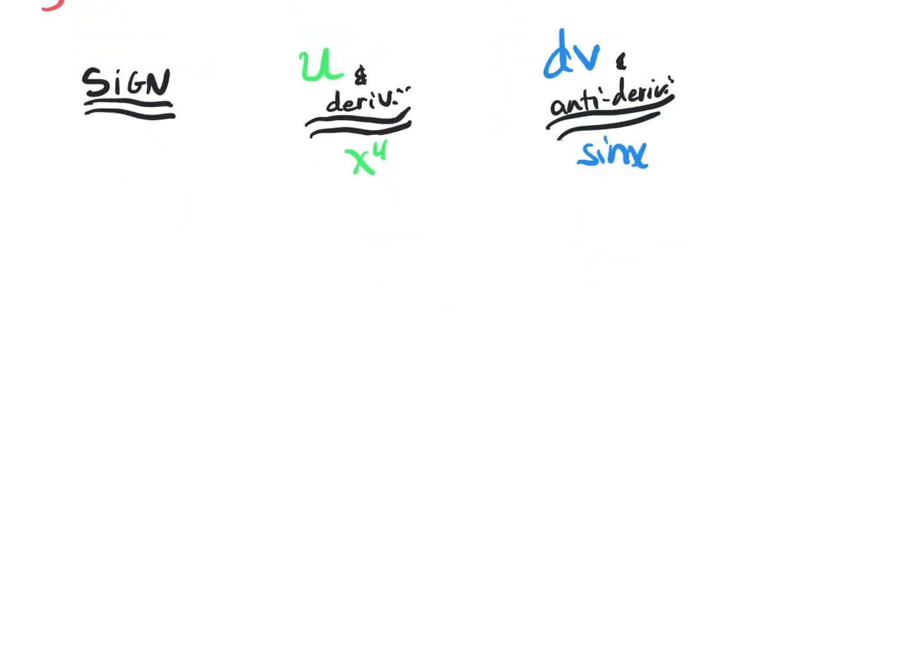At this stage, in the u column, we actually start with u, and now start doing the subsequent derivatives of u, until you get to 0. All right, come on over to dv.